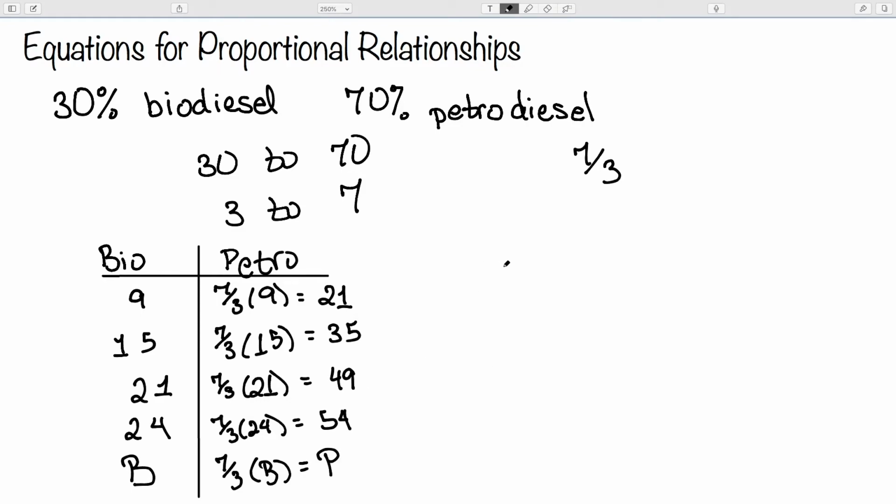So using this last row, we can see that we can do 7 over 3 times B equal to P as an equation. So we can think of this equation as summarizing the amount of liters of petrodiesel given a number of liters of biodiesel. We could very similarly generate the equation 3 over 7 P equal to B, where we pick numbers for petrodiesel and figure out the corresponding amount of biodiesel. And there are many other equations that relate these coordinated quantities of biodiesel and petrodiesel.